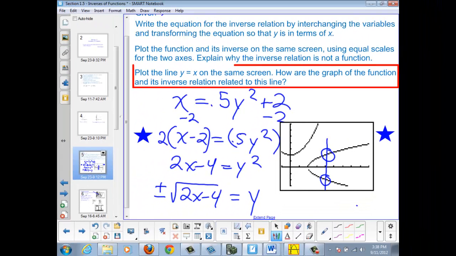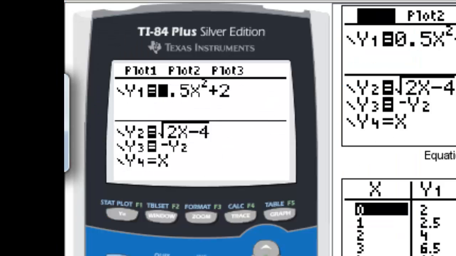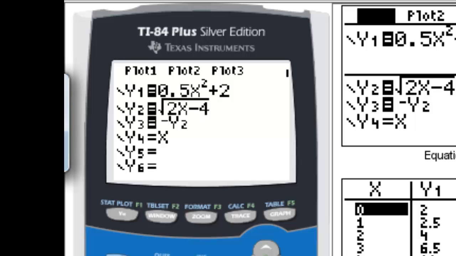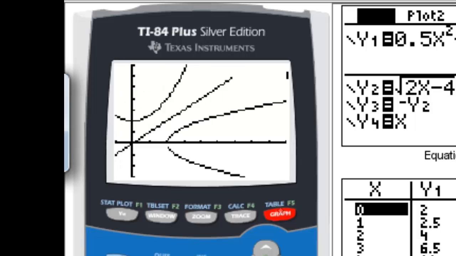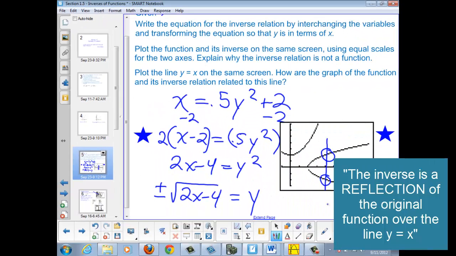Finally, we're asked to plot the line y equals x on the same screen. How are the graph of the function and its inverse relation related to this line? Let's go back to our calculator. And we'll turn on that line y equals x. Turn it on, and look at the graph. We can see that the line y equals x creates a certain amount of symmetry. In fact, the way we describe that symmetry is that our inverse is a reflection of the original graph over the line y equals x.